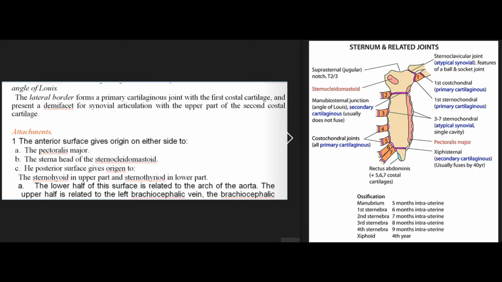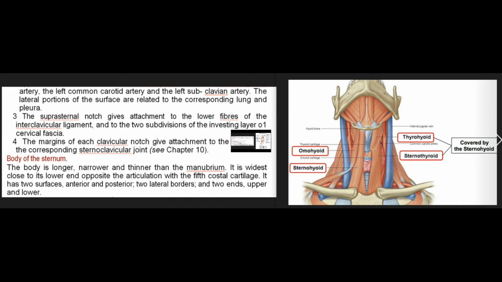The lower half of this surface is related to the arch of the aorta. The upper half is related to the left brachiocephalic vein, the brachiocephalic artery, the left common carotid artery and the left subclavian artery. The lateral portions of the surface are related to the corresponding lung and pleura.